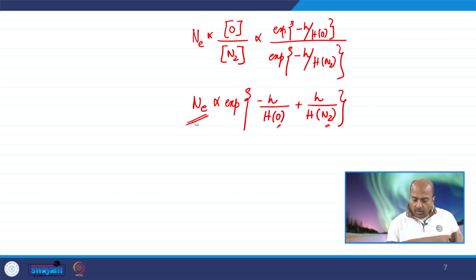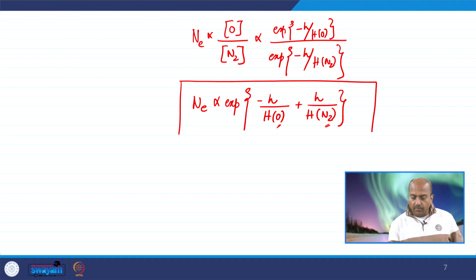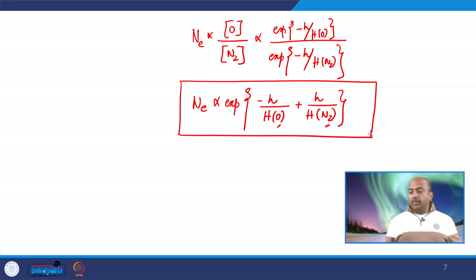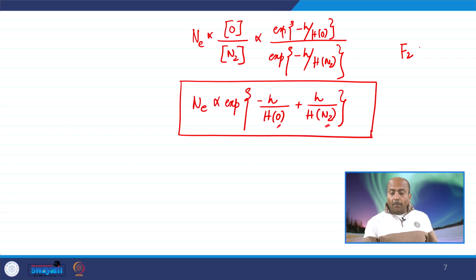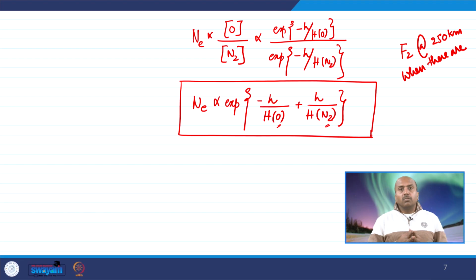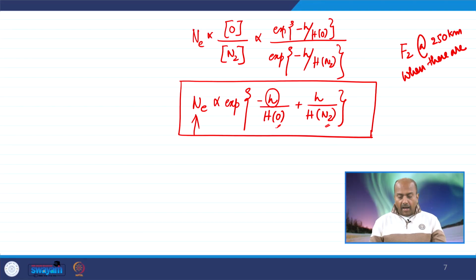Now, let us stop here. We will see what are the consequences of this relation and how with this relation we will be able to explain the F2 peak at 250 kilometers, when there are practically no spectral bands which are being absorbed at these altitudes, right? Which means production has little significance in the total number of electrons that you see here. So, the electron density at any given height h will depend on the dynamical balance between the scale height of oxygen and the scale height of nitrogen.